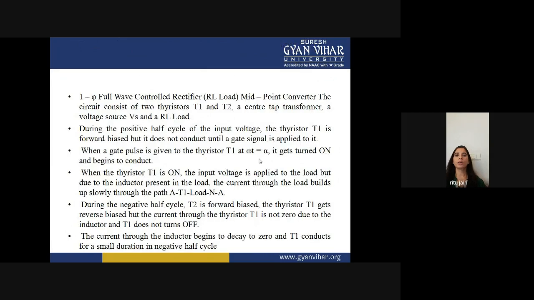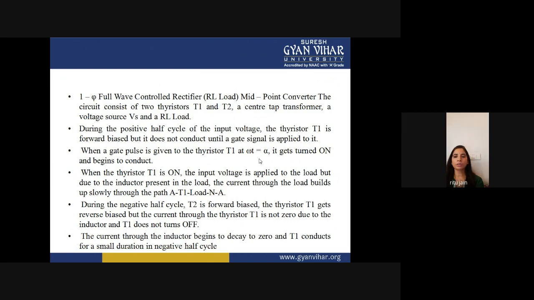right? So, single phase full wave controlled rectifier, midpoint converter. The circuit consists of two thyristors, T1 and T2, connected to a center tap transformer, a voltage source Vs and an RL load. During the positive half cycle of the input voltage, the thyristor T1 will be forward biased, but it does not conduct unless you apply the gate pulse. When a gate pulse is given to the SCR at omega t equal to alpha, it gets turned on and begins to conduct.